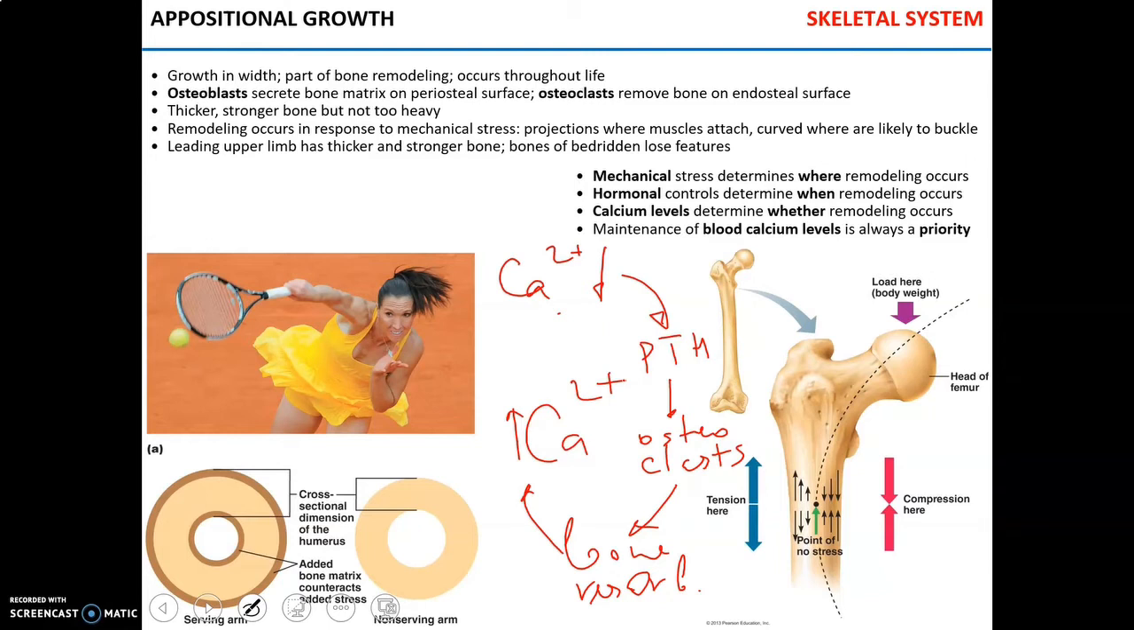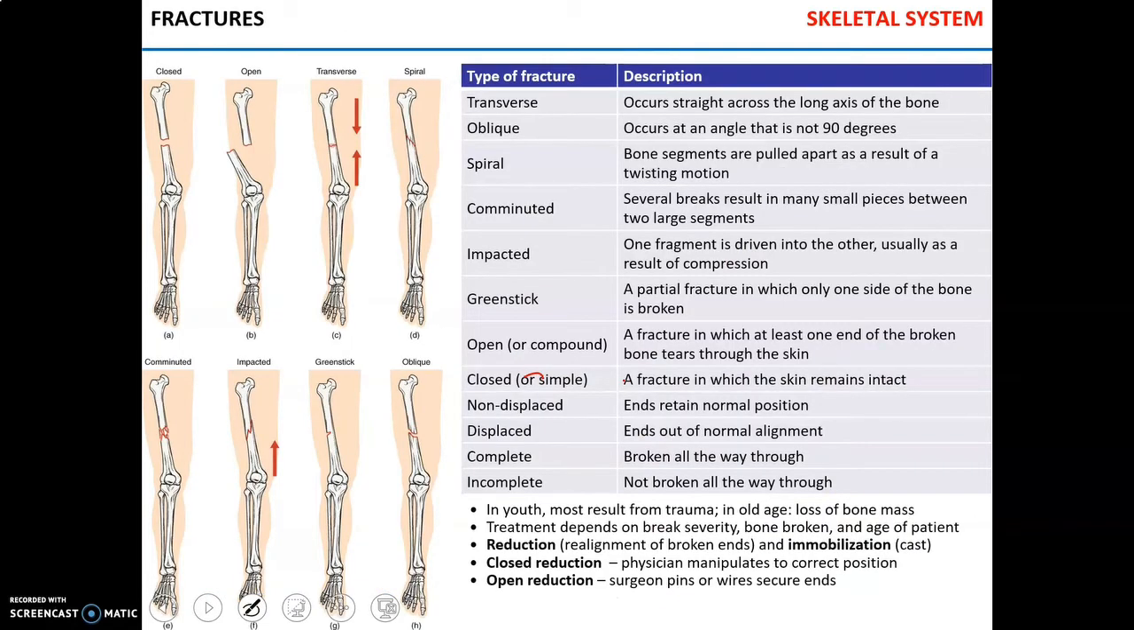Okay. Now let's talk about the fractures. So fracture is the broken bone. So what are the main types of fractures? Transverse fracture. It's the fracture that is basically perpendicular to the long axis of a long bone. Oblique fracture is the one that goes diagonally. Spiral fracture, very common among the professional athletes. The segments of the bone are pulled apart because of the twisting force.